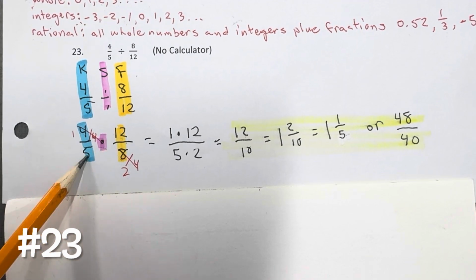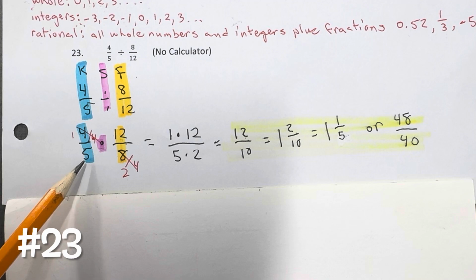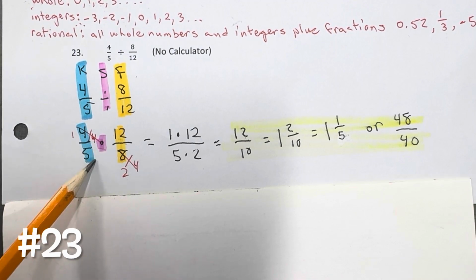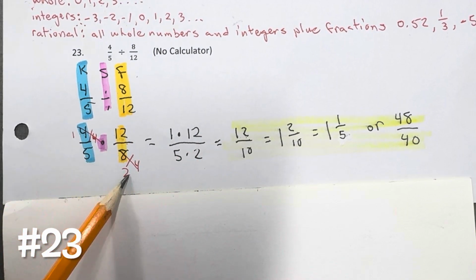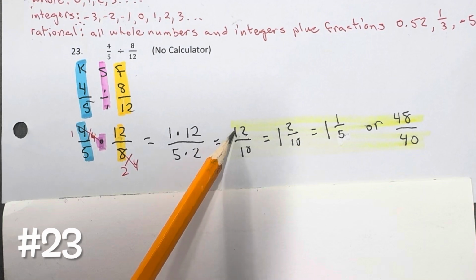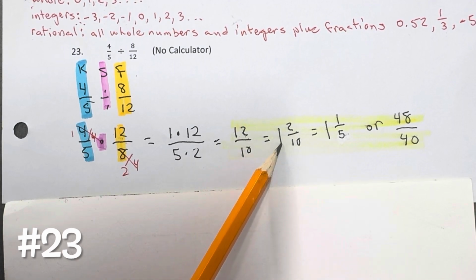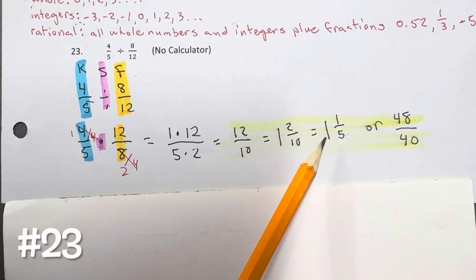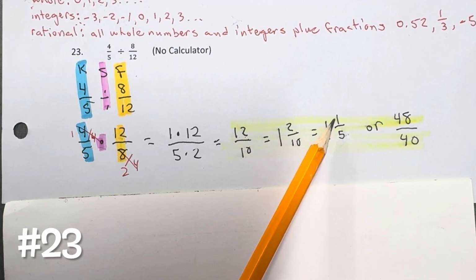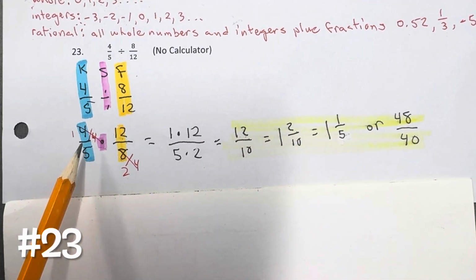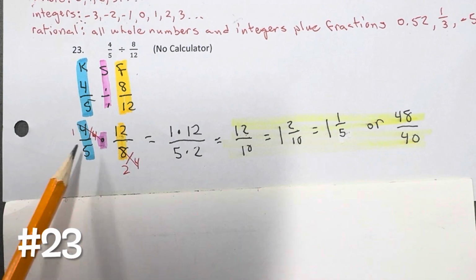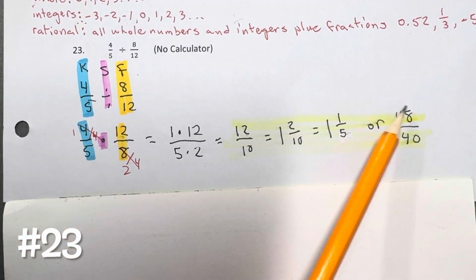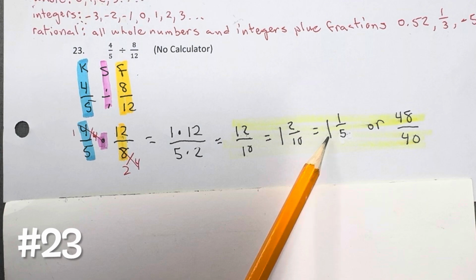I cannot cross simplify here because there's not a number that will divide evenly into both 5 and 12 other than 1. So now I multiply the numerators. 1 times 12, which is 12. 5 times 2, which is 10. This is an improper fraction. Divide 12 divided by 10, which is 1 2/10. 2/10 will simplify to 1/5. So we get 1 1/5. If you multiplied straight across before cross simplifying, 4 times 12 is 48. 5 times 8 is 40. And this can simplify into 1 1/5.